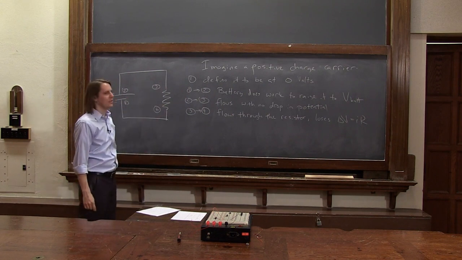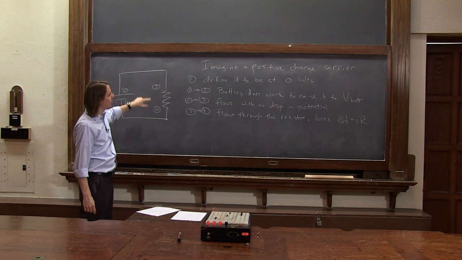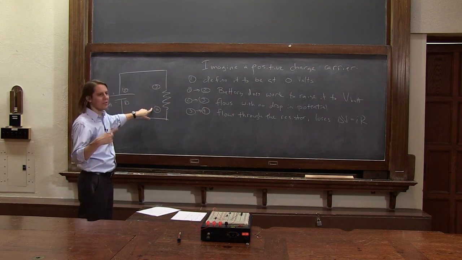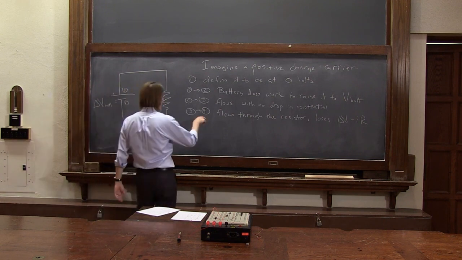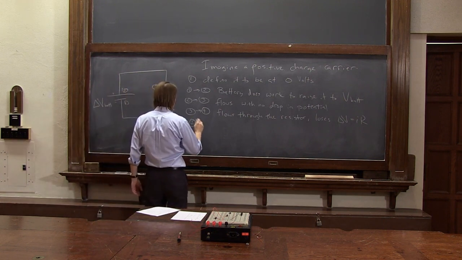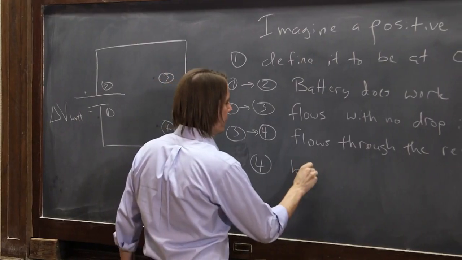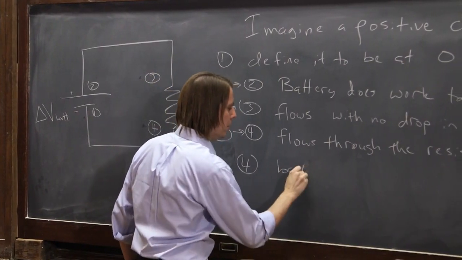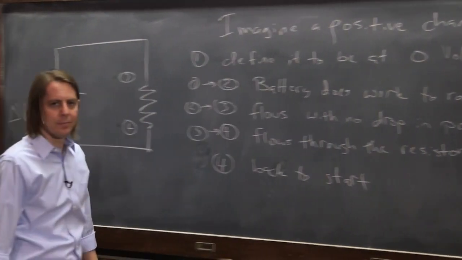So you can apply that to this individual thing. So it does lose energy there. It goes from a high potential to a low potential. And we thought a little bit about where does that energy go? It goes into heating the resistor. And then at 4, it's back where it started. Okay?